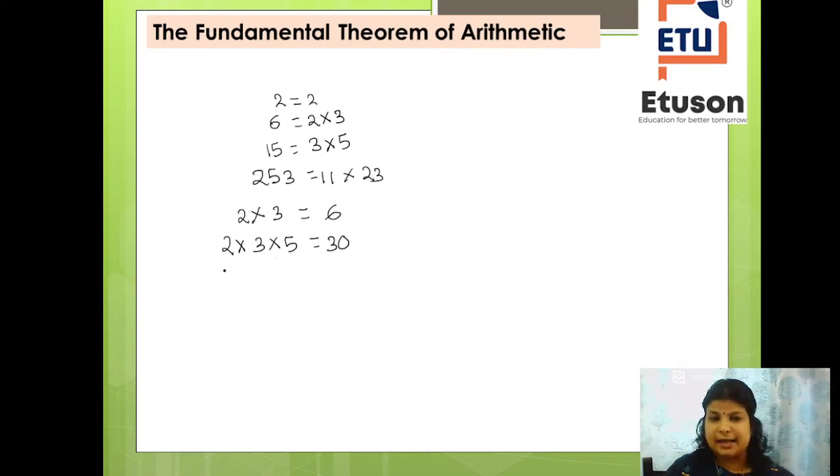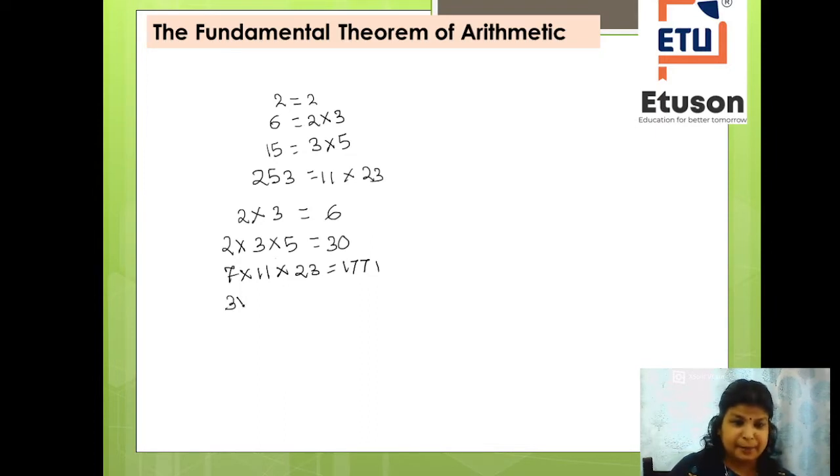Let us take another example. Suppose you have 7 into 11 into 23. That is equal to how much? That is 1771. Okay, now I will add another prime number to it. So 3 into 7 into 11 into 23, that is 5313. Again suppose I will multiply 2 to it. What will be the number? By doing all these things, the number you will get is 10,626.